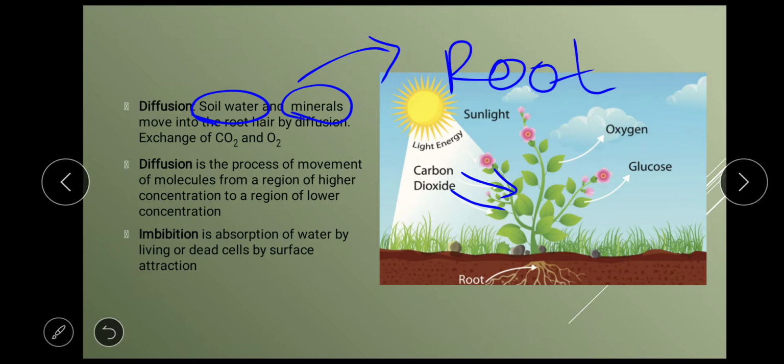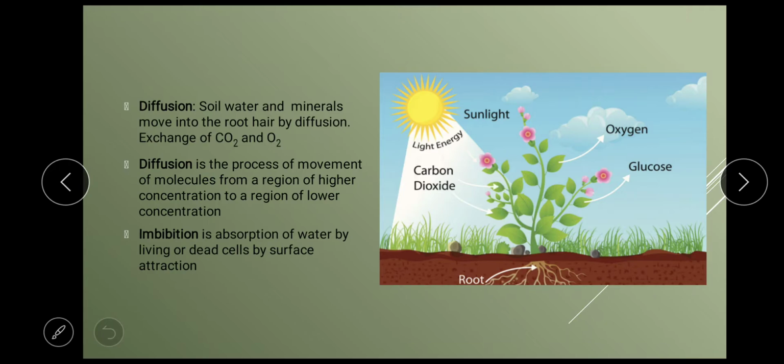Okay, next. So you understood diffusion is a process of movement of molecules from a higher concentration to a region of lower concentration. Okay, next is imbibition. You can call it imbibition or imbibition, anything. So what is imbibition? It is very easy. It is the absorption of water by living or dead cells by surface attraction. Okay, the surface attraction is a very important word here.